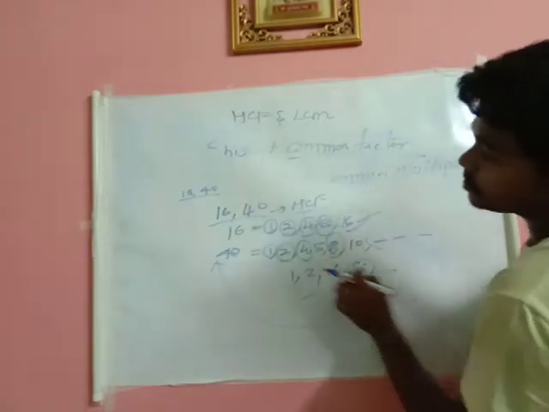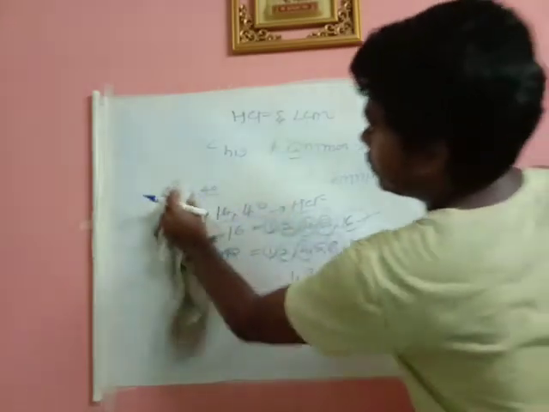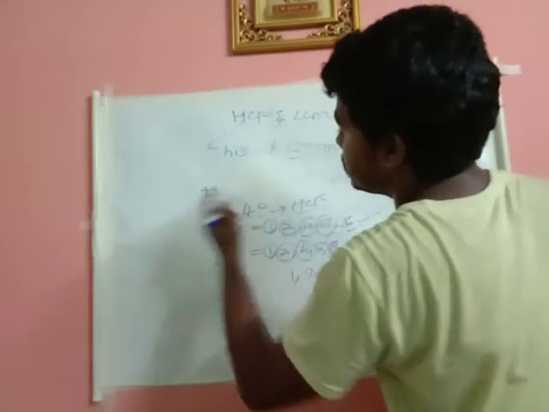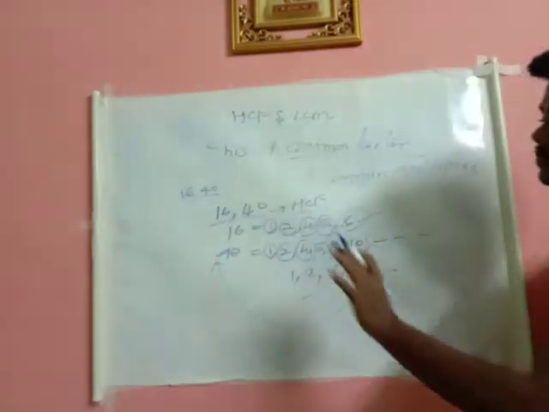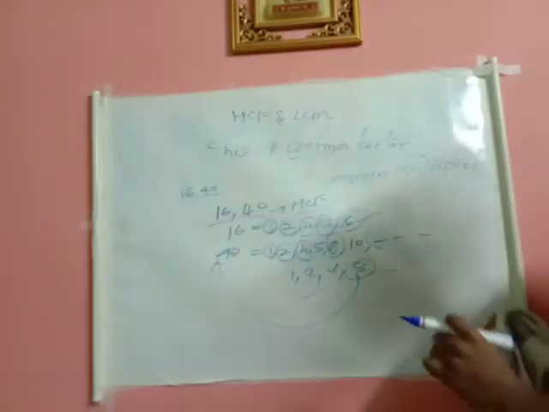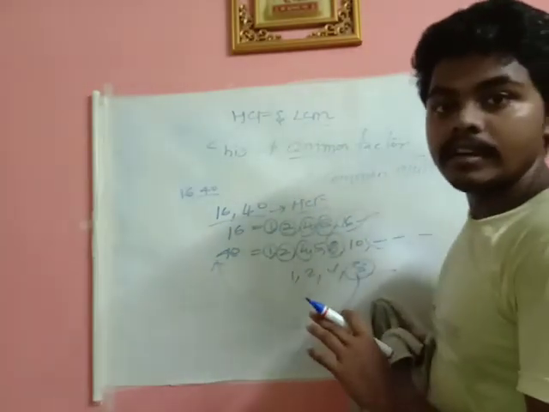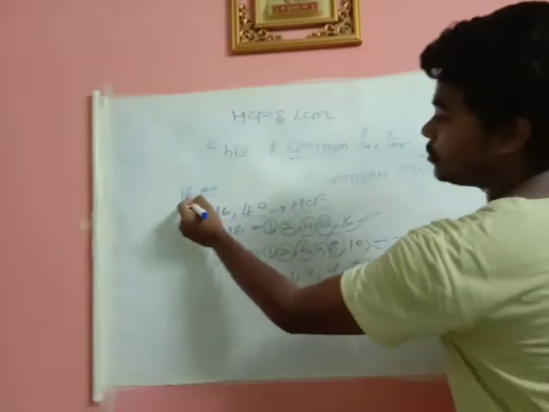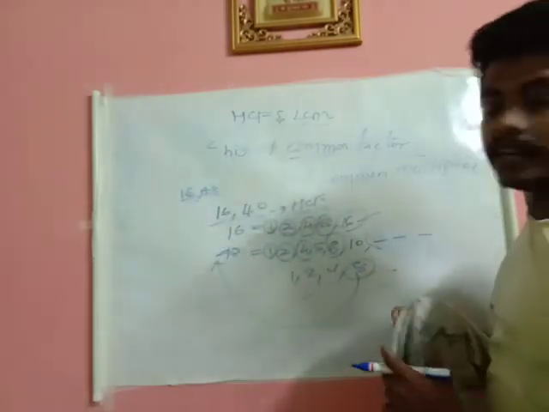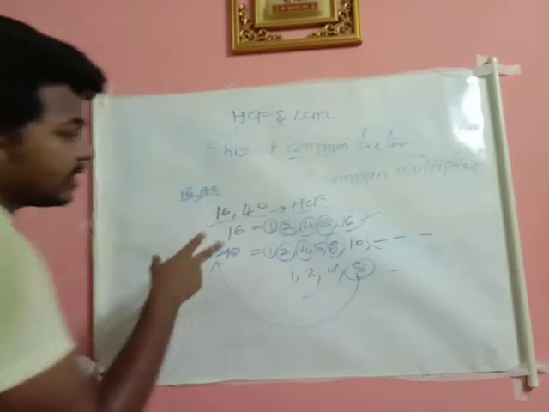Sorry, I asked for 8, so let me change this to 40. So the HCF of 16 and 40 is 8. So this is the way to find the HCF, right? We'll be doing the LCM for the same numbers, so you just pause the video and write it.